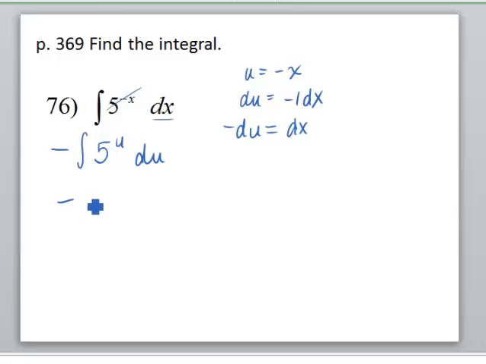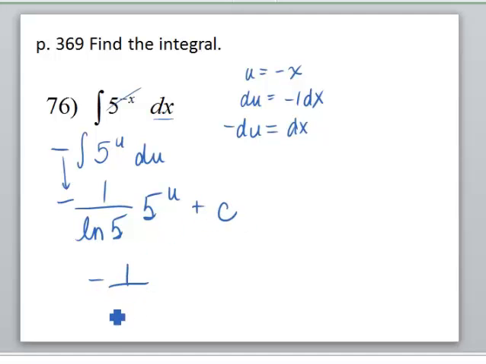So negative 1 over the ln of my base, and I only brought down this negative. You don't typically have a negative in front, but it's 1 over ln of the a times 5 to the u, and then we just write plus c. Last step is just to substitute our x values back in. So I get negative 1 over ln 5 times 5 to the negative x plus c.